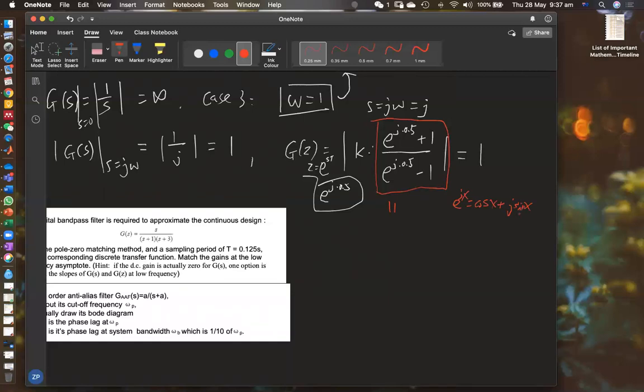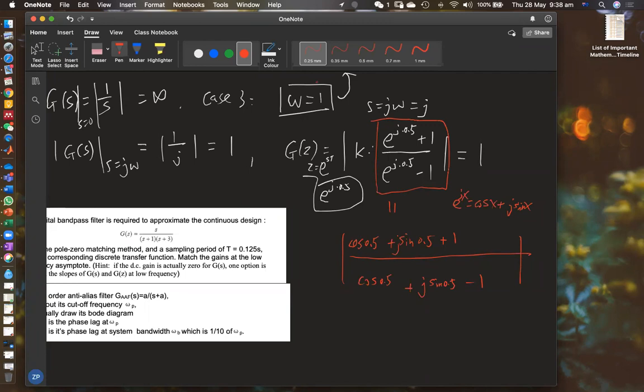x. That's Euler's formula. And then this becomes, the top is cosine 0.5 plus j sine 0.5 plus 1. On the bottom is cosine 0.5 minus 1 plus j sine 0.5 minus 1. So you just calculate the magnitude of this number.